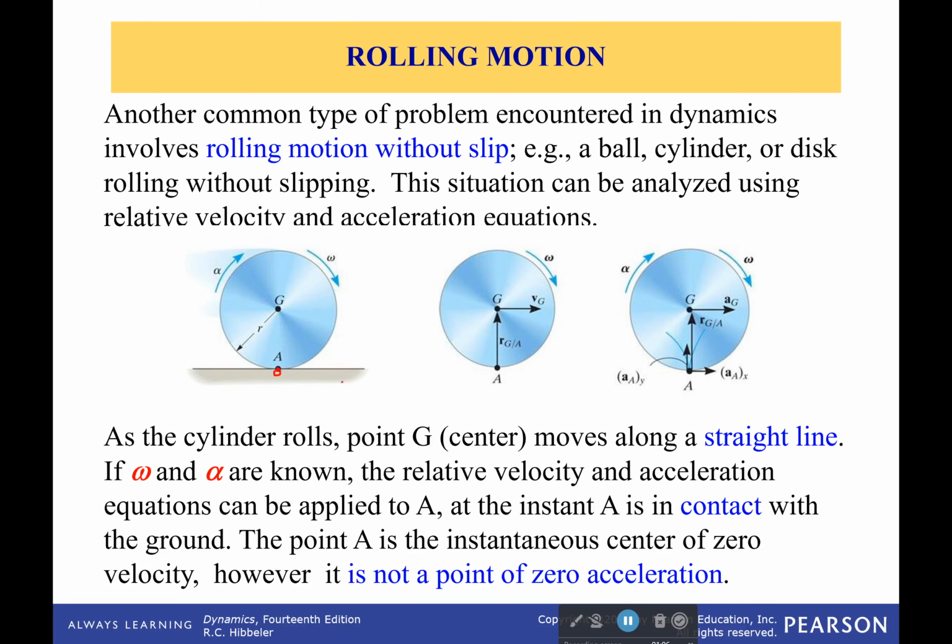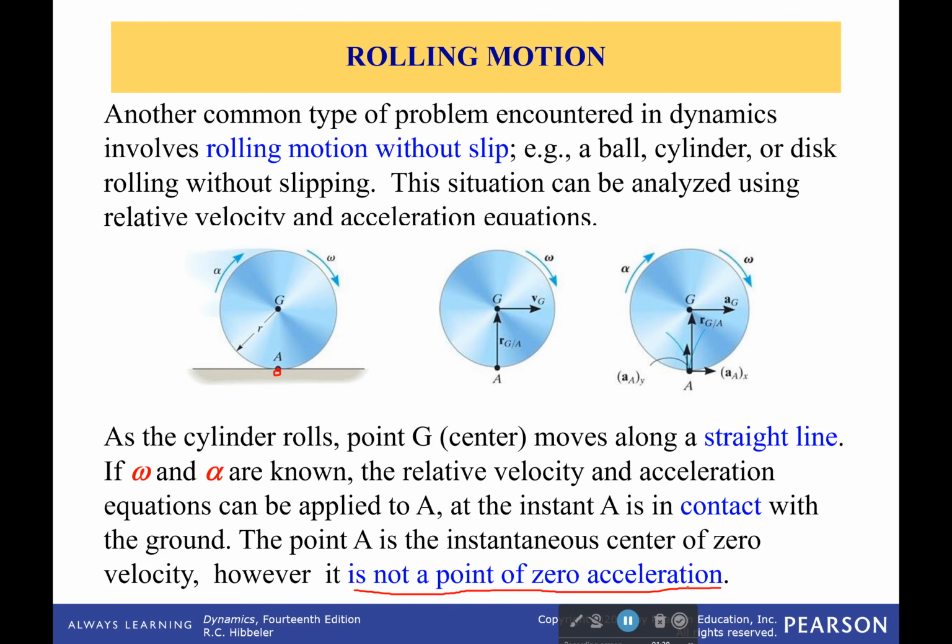So in this case, point G moves along a straight line. If you know the angular velocity and acceleration, then the relative velocity and acceleration equations can be applied to point A. At the instant A is in contact with the ground, point A is the instantaneous center of zero velocity. However, this is not a point of zero acceleration.